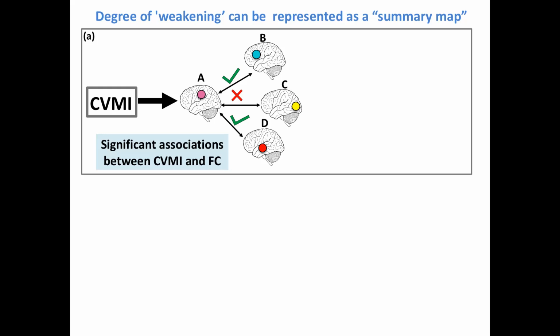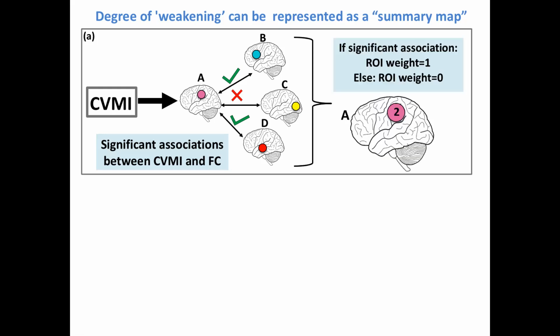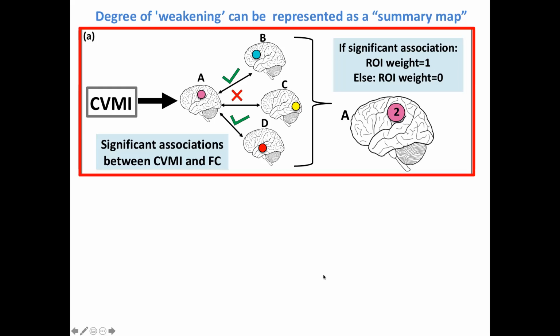First, we find out whether the association between CVMI and the pairwise correlation between a particular brain region with every other region is significant. If the association is significant, we assign a weight of 1 to this pairwise association, otherwise a weight of 0. For example, in this cartoon figure, 2 out of 3 associations were significant, and therefore the degree of association for this region A is 2.